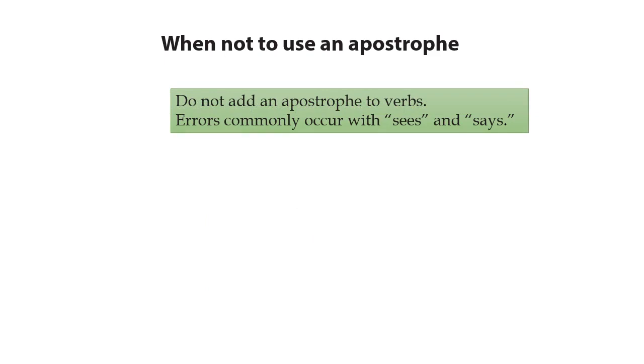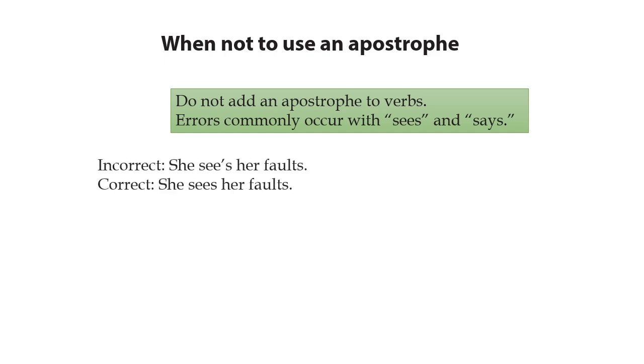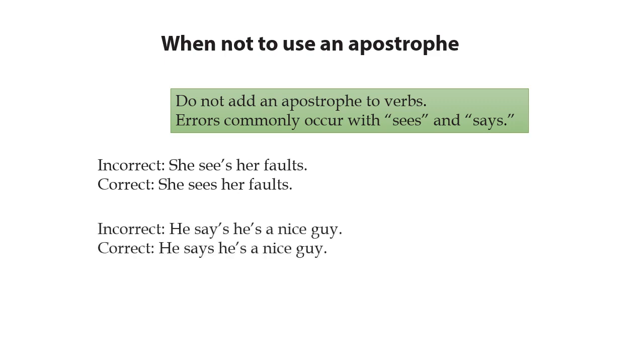And you do not add an apostrophe to verbs. For some reason, errors commonly occur with the words sees and says. So she sees her faults. That does not require an apostrophe. He says he's a nice guy. Says does not require an apostrophe there. He's does, because that's a contraction of he is.